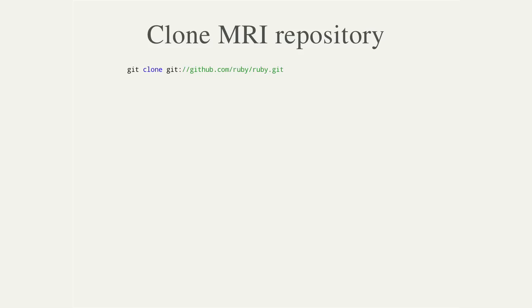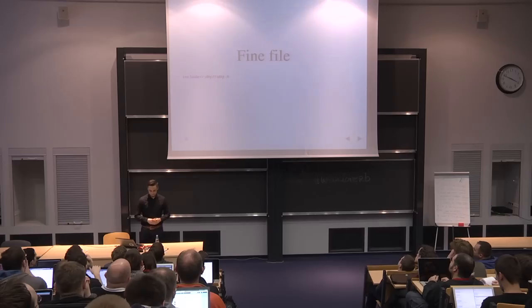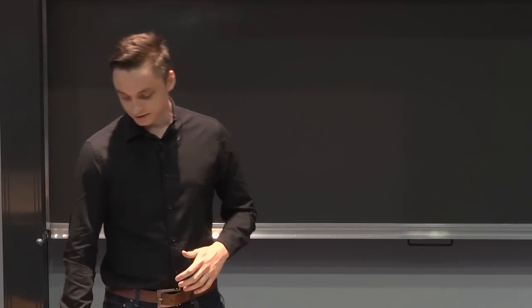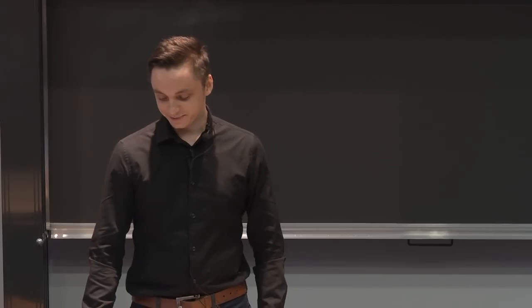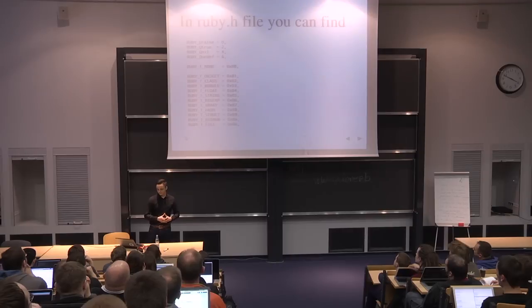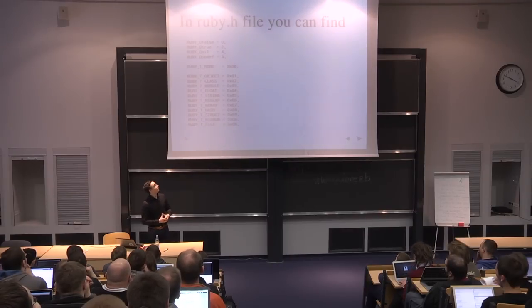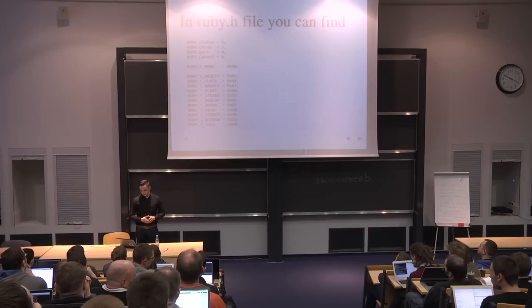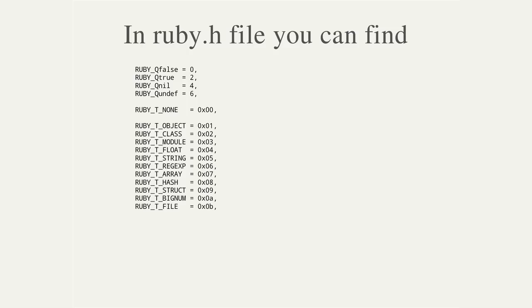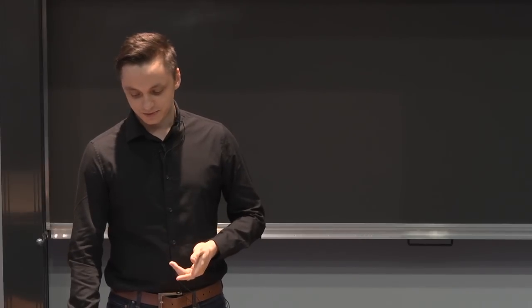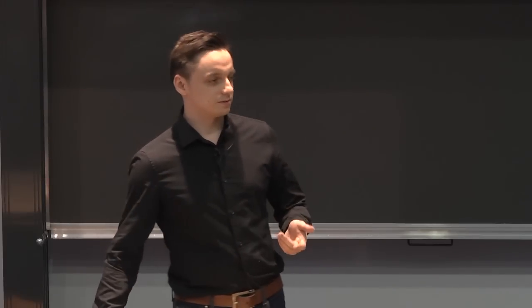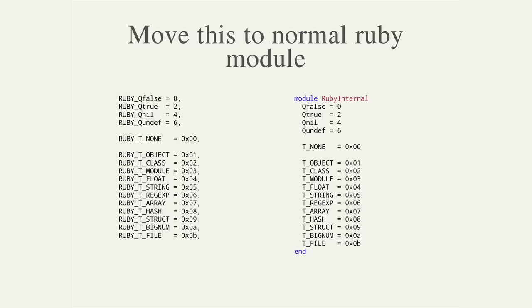First of all, you need to clone the MRI repository and find the Ruby header. After that, I already said that you will probably think I will write a C extension, but no. So what can we find in this file, for example, constants. These are the first four lines. These are object IDs of the objects. For example, nil is always four. When you execute nil.object_id, you will always get four. This is a magic number. And we can just simply move this to a Ruby module. This is copy paste and nothing more.